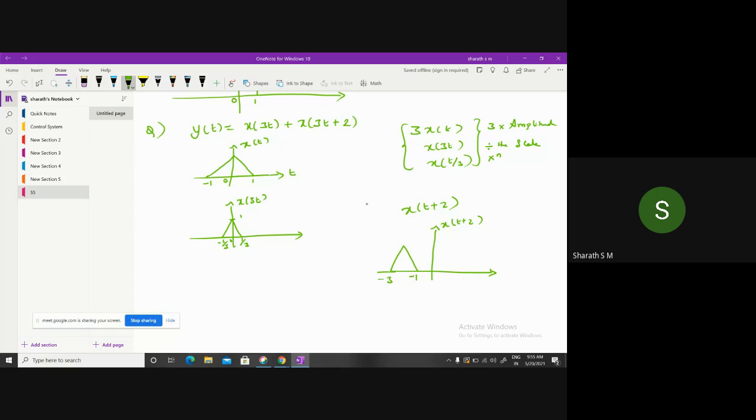And then x of 3t plus 2 means we need to divide the scale by 3. So that signal becomes, from minus 3 divided by 3 is minus 1. So from minus 1 to minus 1 by 3. So this is x of 3t plus 2. Afterwards, we need to do the addition operation.